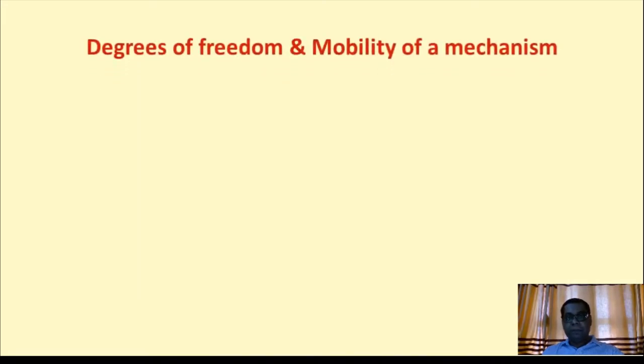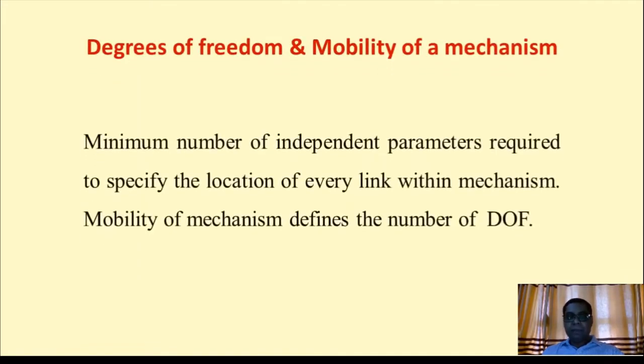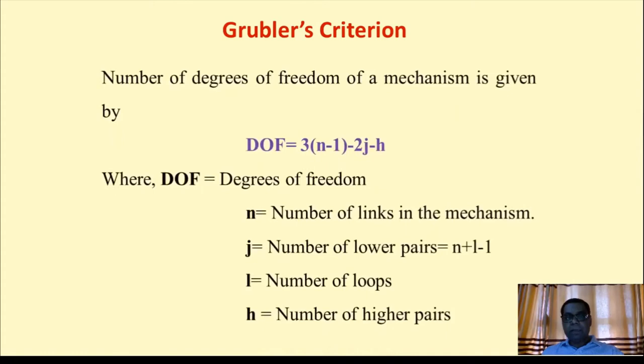Now, degree of freedom, or mobility of a mechanism, is the minimum number of independent parameters required to specify the location of every link within the mechanism. The mobility of a mechanism defines the number of degrees of freedom. So obviously Grubler's criterion comes along with that.